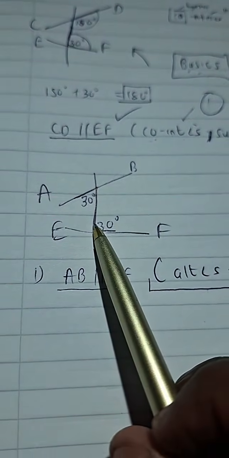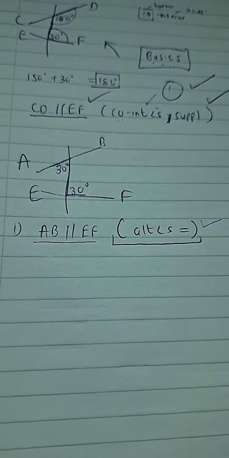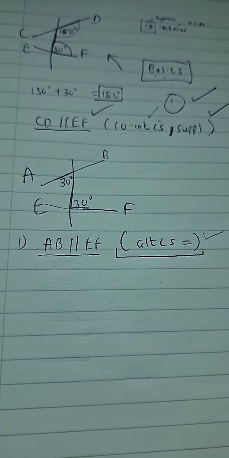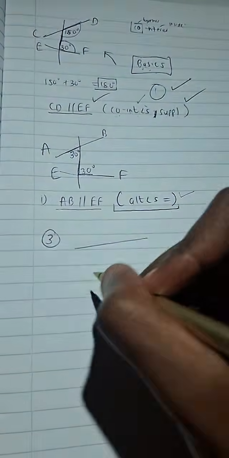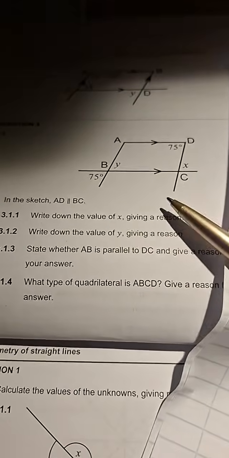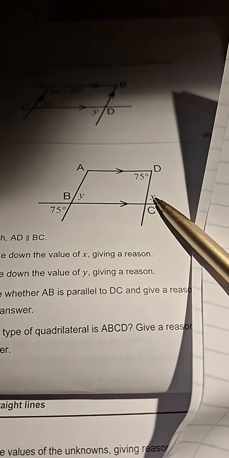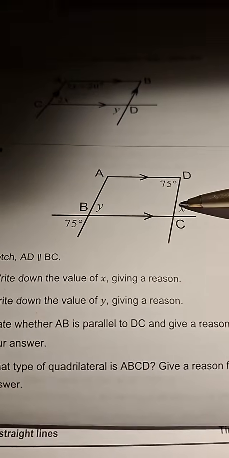Second way of proving that lines are parallel, identifying alternate angles that are equal. Does that make sense, guys? Then the last and third way, which is the way that we had used when we were proving number 3 in this particular question.